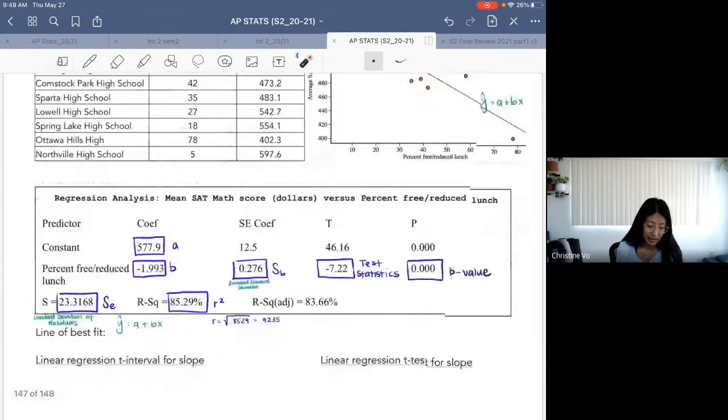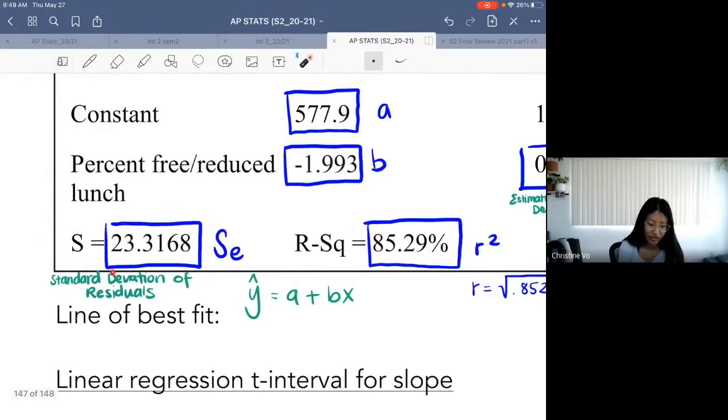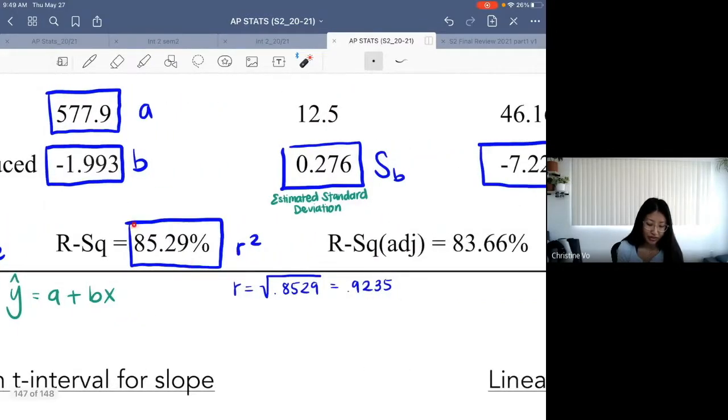So whenever we need to prove if there's evidence or not, we're going to use these values. Other things that you may possibly see is standard deviation of residuals, which is represented by S sub E. And we're not going to use this for this school year. And then our R square value, which explains the variation in all our points. And then if we were to square root that value, I get my R value of 0.923.